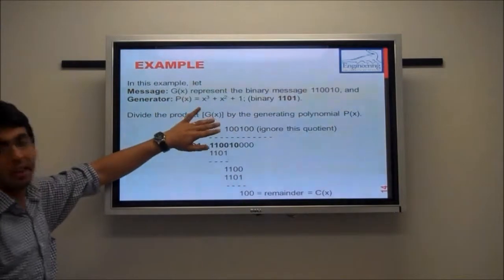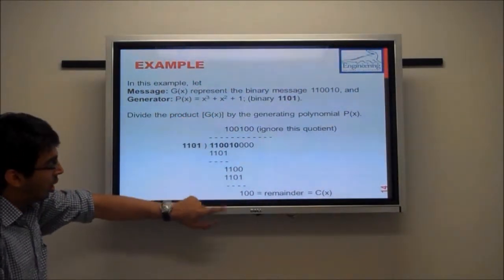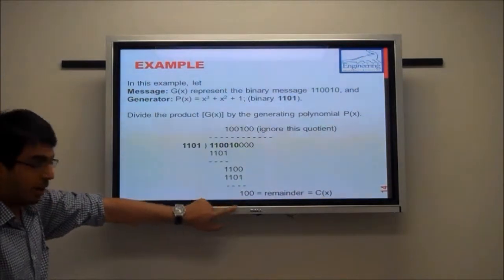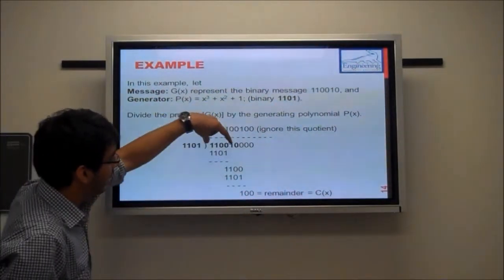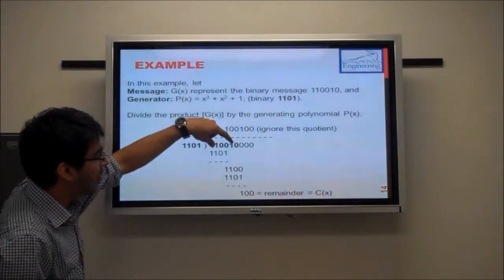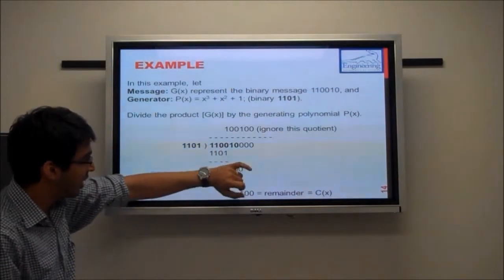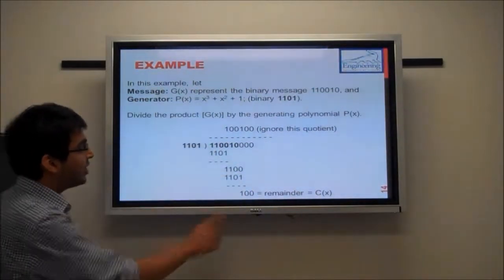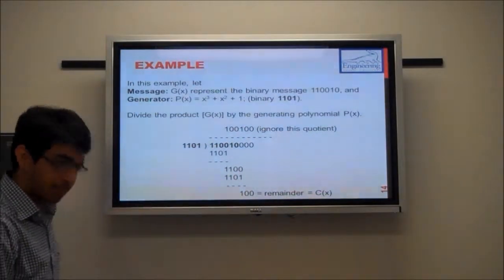And we don't really require the quotient here because this is not required in the computation. What we actually need is the remainder right here. So the packet that we will transmit would be these 6 bits corresponding to the message, and then we will append 100 at the end of these 6 bits, and then we'll transmit. So essentially here we are transmitting 11001010.